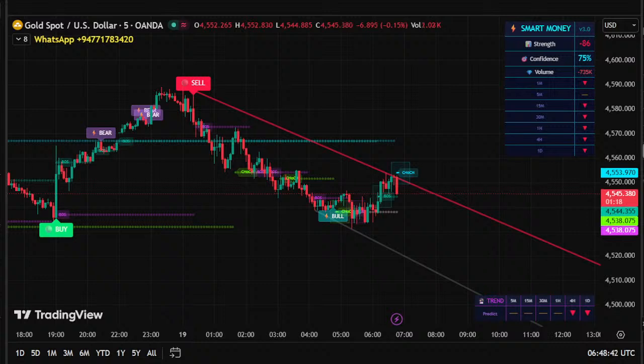Conversely, when central banks tighten monetary policy or raise interest rates, fiat currencies tend to strengthen, and gold prices may fall. Traders keep a close eye on central bank announcements and policies to anticipate these shifts in the market.